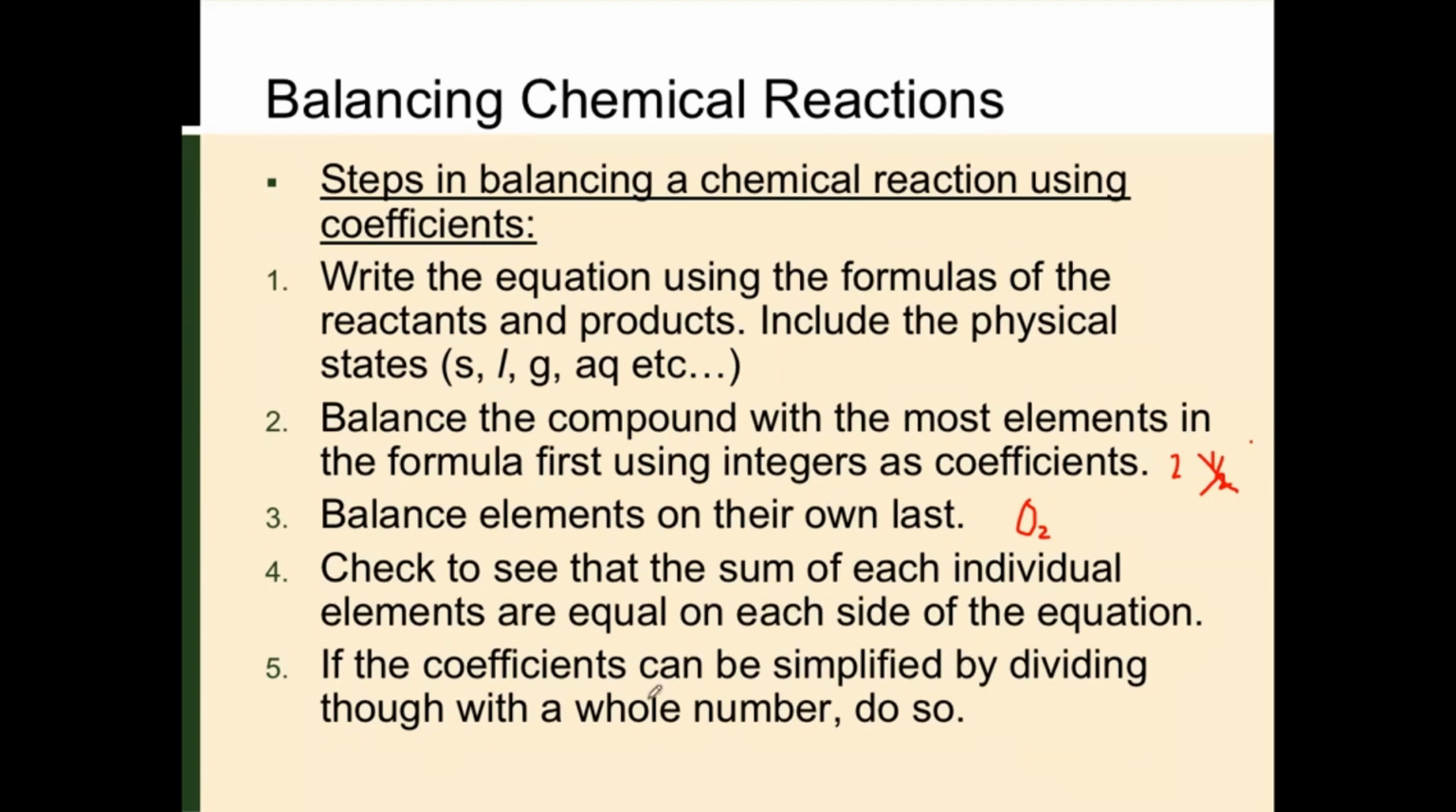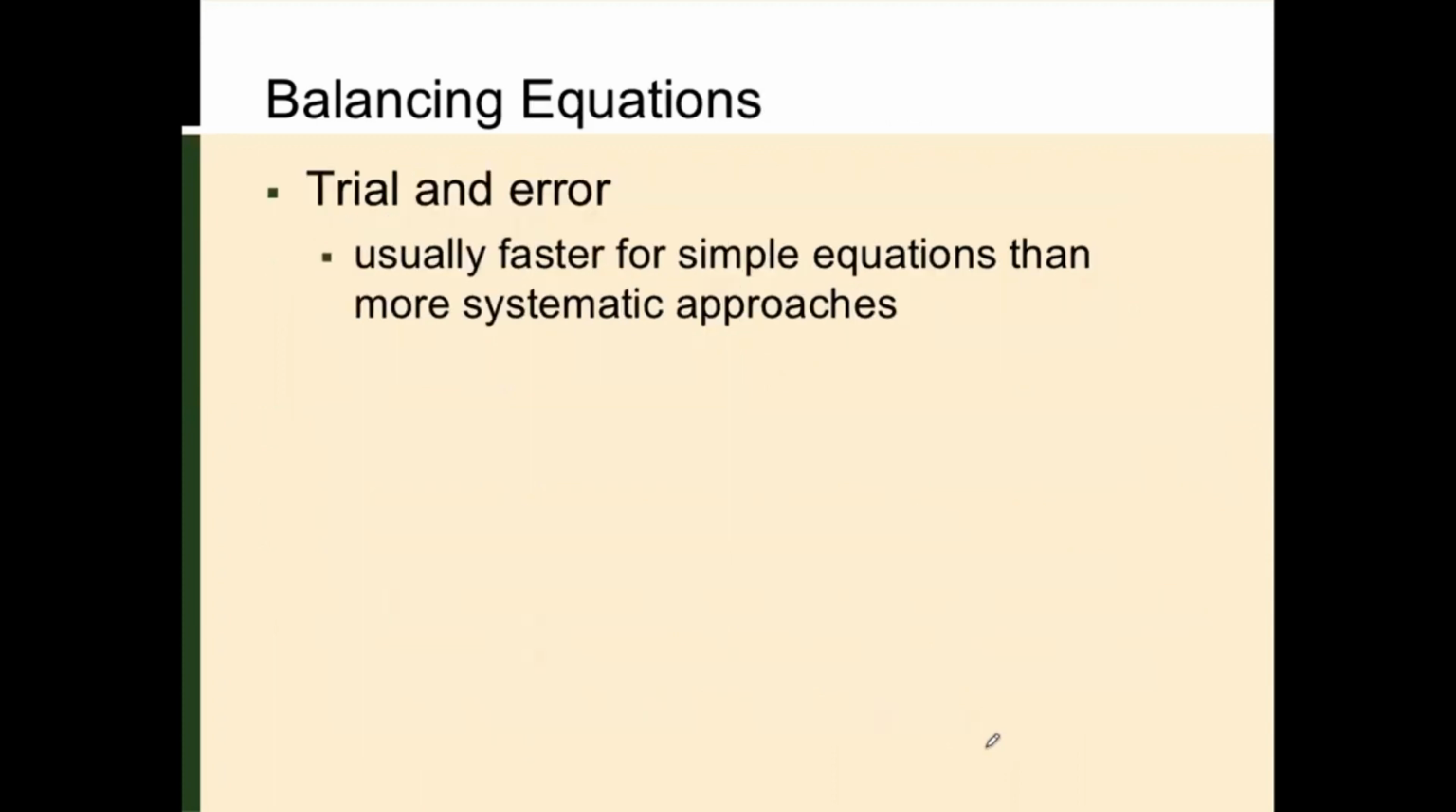And if the coefficients can be simplified by dividing through with a whole number, do so. But remember, we want to remain with an integer at all times. Trial and error is usually faster for simple equations than more systematic approaches. In the case of our methane reacting with oxygen to give carbon dioxide and water, you can do that by trial and error, because it's a very simple system. But with larger, more complicated systems, it may not be as easy or as appropriate.